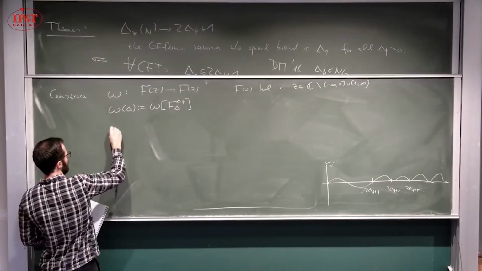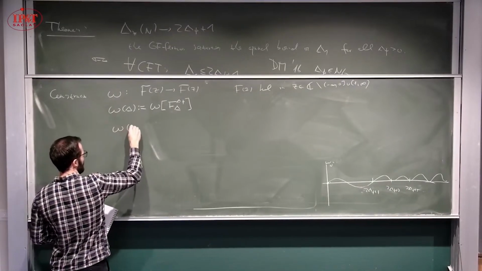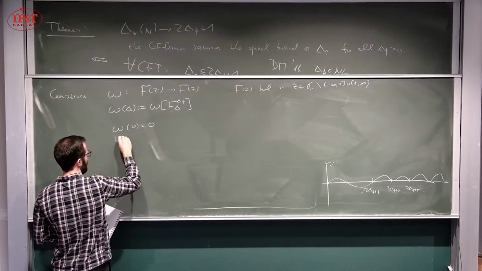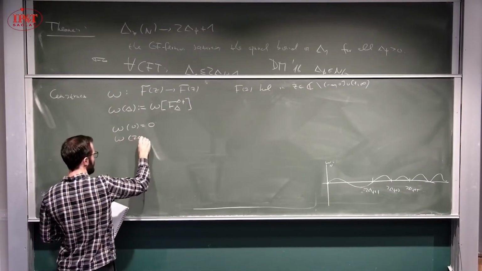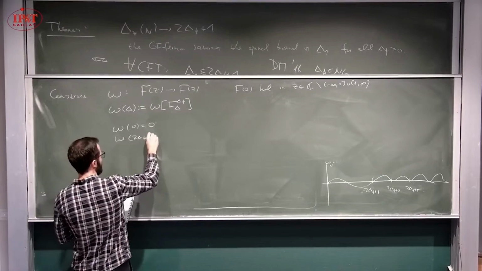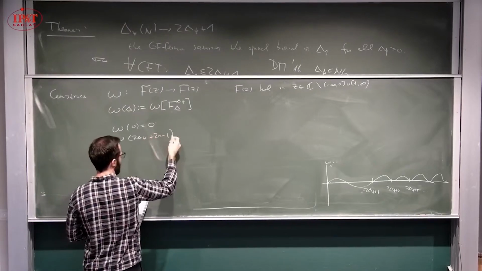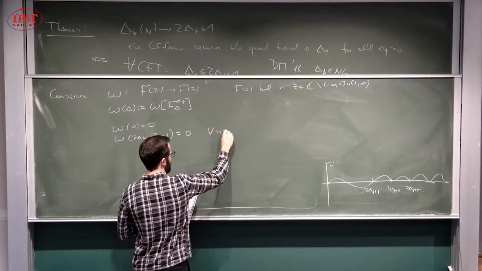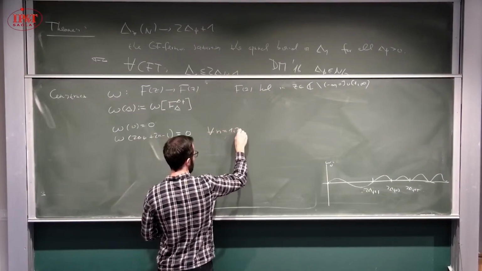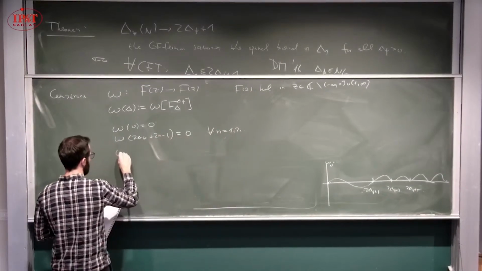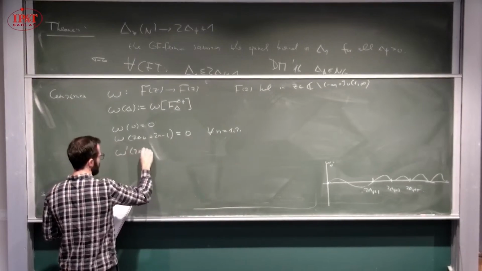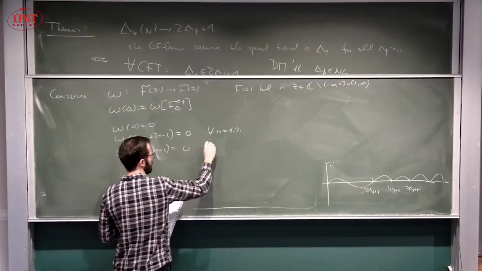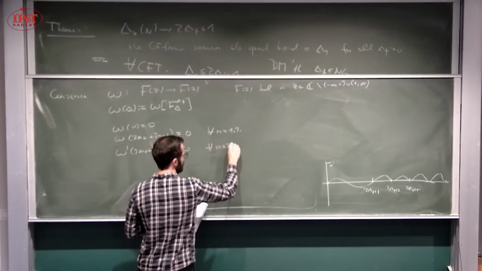And what needs to be satisfied is that omega of 0 is 0, omega of delta phi plus 2n minus 1 is equal to 0 for all n, and the first derivative vanishes. There's a second order zero for all n equal to 2, 3, and so on.